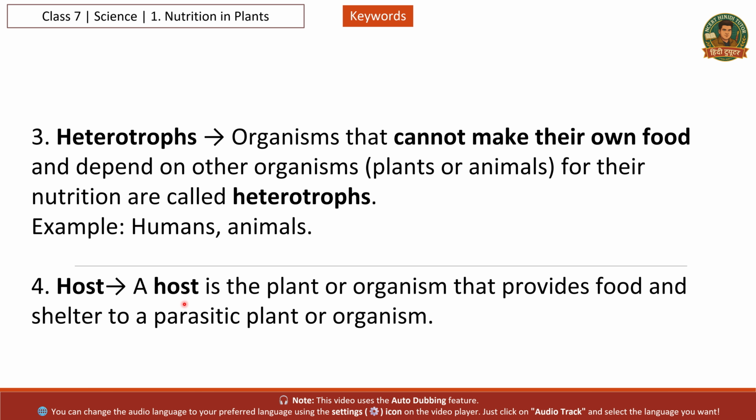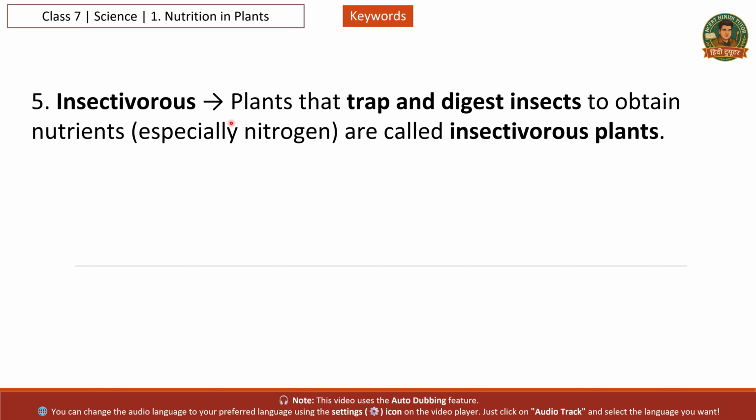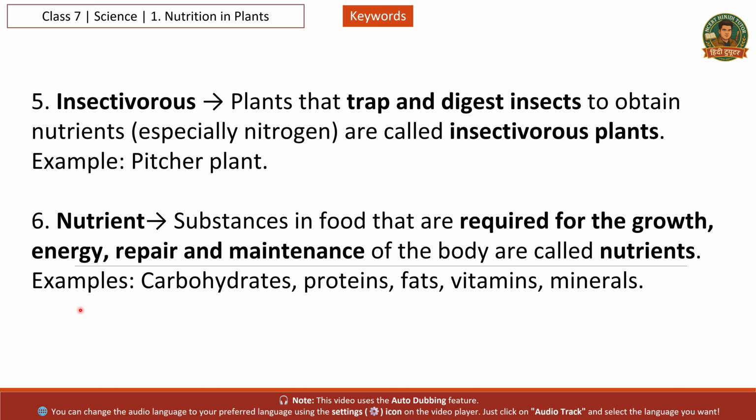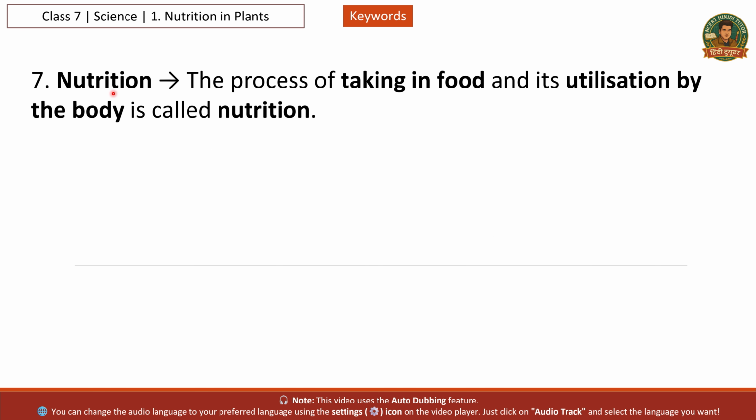Fourth, host. A host is the plant or organism that provides food and shelter to a parasitic plant or organism. Fifth, insectivorous. Plants that trap and digest insects to obtain nutrients, especially nitrogen, are called insectivorous plants. Example, pitcher plant. Sixth, nutrient. Substances in food that are required for the growth, energy, repair and maintenance of the body are called nutrients. Examples, carbohydrates, proteins, fats, vitamins, minerals. Seventh, nutrition. The process of taking in food and its utilization by the body is called nutrition.